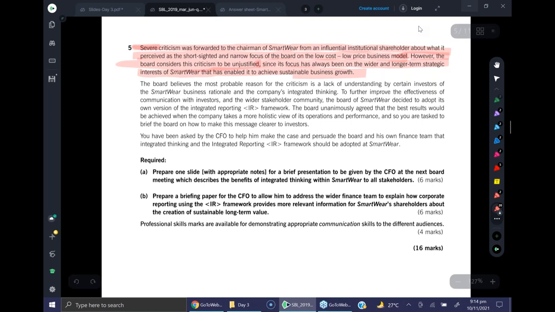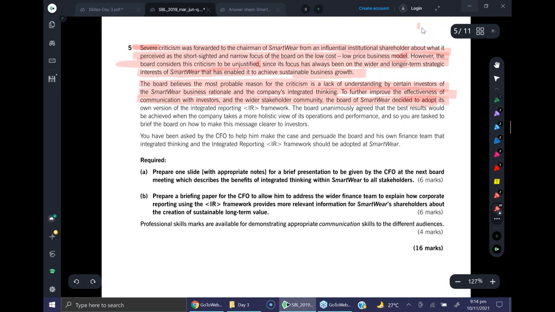The board believes the most probable reason for the criticism is the lack of understanding by certain investors of SmartWare's business rationale and the company's integrated thinking. So the board thinks that our investors, our shareholders, do not understand our broader integrated thinking. To further improve the effectiveness of communication with investors and the wider stakeholder community, the board of SmartWare decided to adopt its own version of the integrated reporting framework.